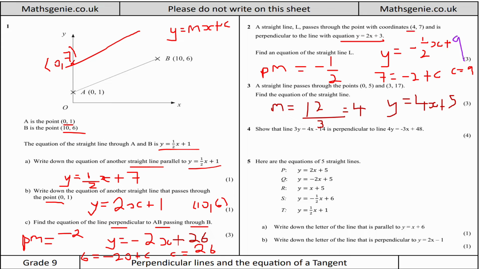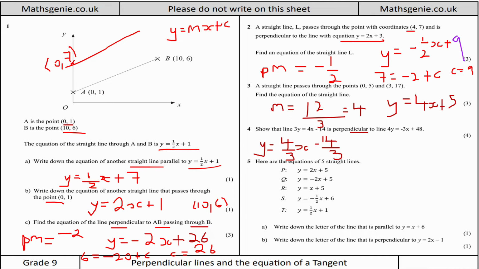This is question number 4, guys. Show that the line 3y equals 4x minus 14 is perpendicular to 4y equals negative 3x plus 48. Well, rearranging this, dividing both sides by 3, I get y is equal to 4/3 x subtract 14 over 3. So the gradient of this one is 4/3. That means the gradient of the other one has to equal 3/4.